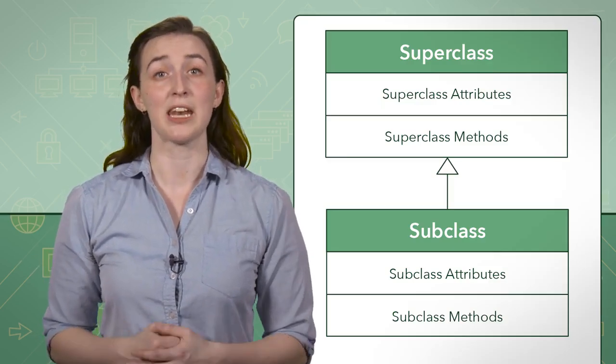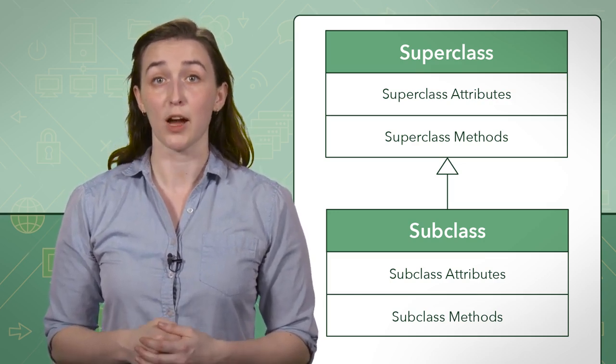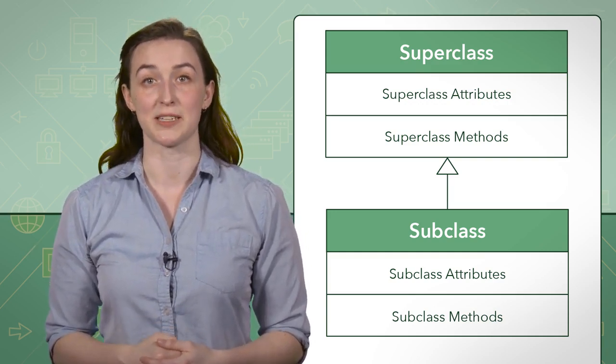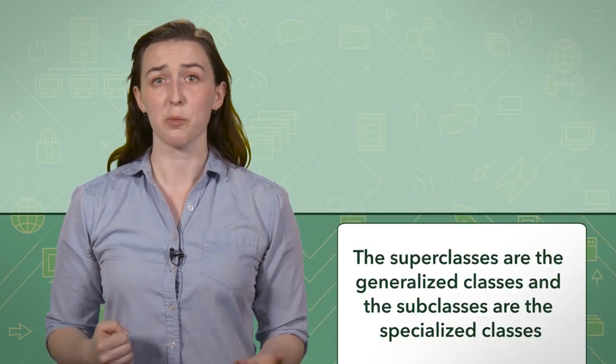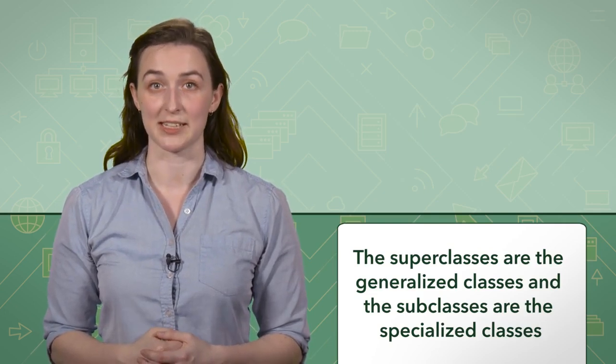You do not need to put any of the inherited superclasses' attributes and behaviors into the subclass. The arrow is used to communicate inheritance, which implies that the subclass will have the superclass's attributes and methods. The superclasses are the generalized classes, and the subclasses are the specialized classes. Now that you know how to show inheritance in a UML class diagram, let's try to make the connection between UML and code.